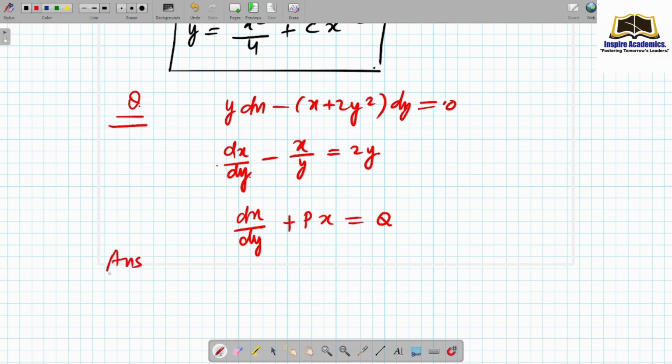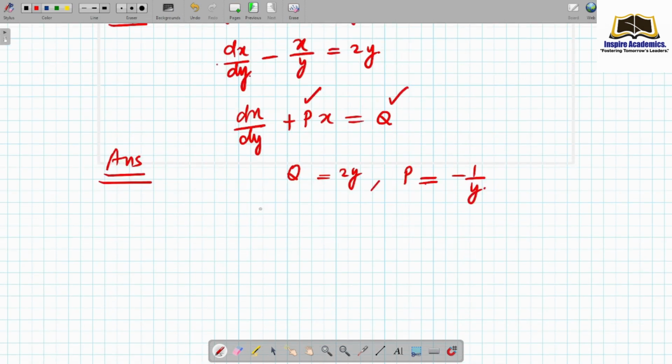So what is my solution? So here in this case, q is what? Simply write q. Q is 2y. And what is p? Sir, P is minus 1 upon y. Check where P is and where q is. Q is 2y and P is minus 1 upon y.